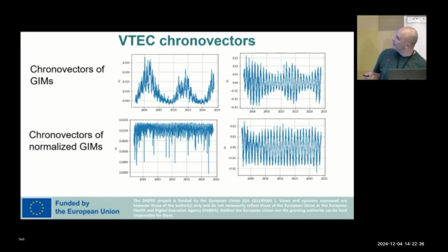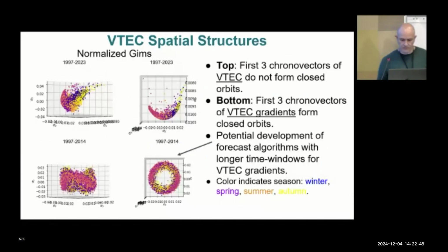On the right, we have the second mode, which oscillates. And at the bottom, we have the same, but we have normalized the GIMs here just to have a better idea of the relative contribution within each map, regardless of the intensity of the radiation for that map. If we combine 3 of the chronovectors, we can build up orbits. At the top, we have the combination of the 3 time vectors for the VTEC. They are not closed, these clouds. The color just indicates the season, but they are not closed.